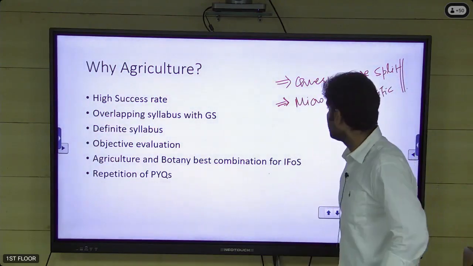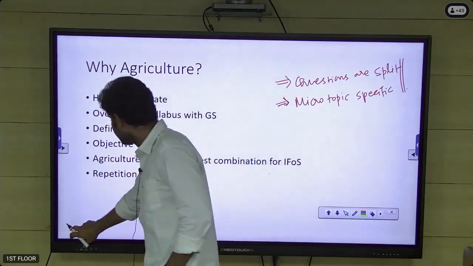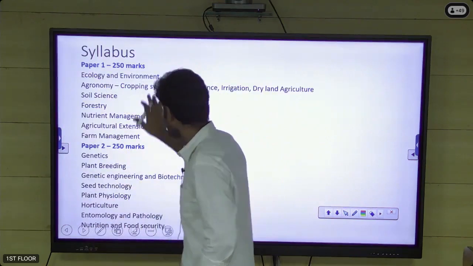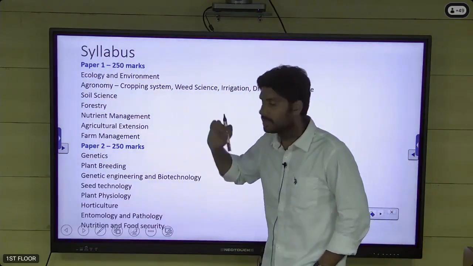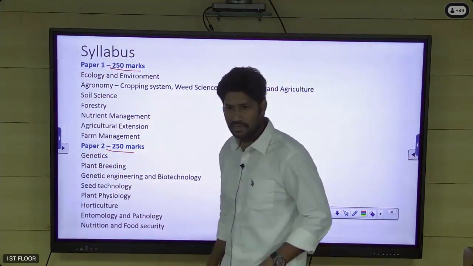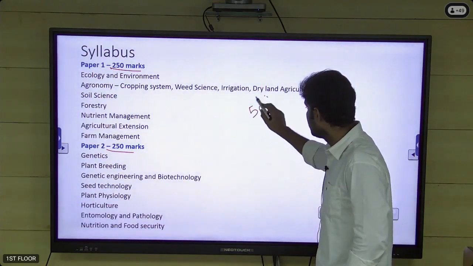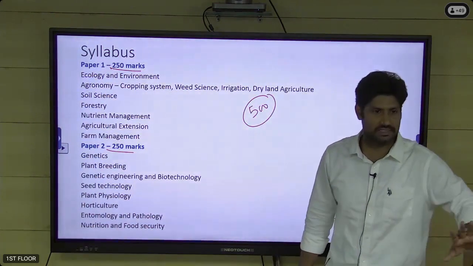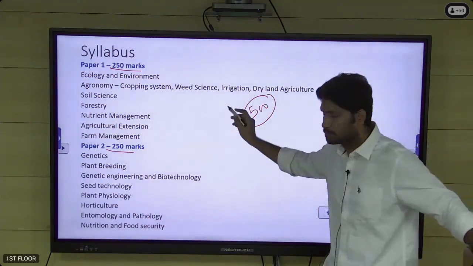So for example, if you take our agri optional syllabus, this is our syllabus. I have given the major topics. In paper 1, 250 marks. Paper 2, 250 marks. I will give the exam pattern. See, in our mains, the weightage is 500 marks from the optional papers. It is in our hands. There is a huge weightage in the mains from the optional.